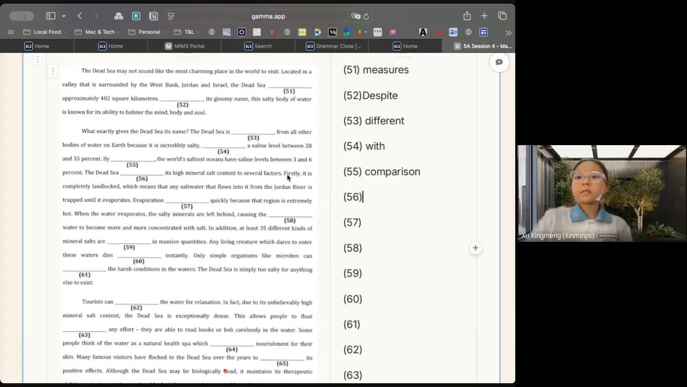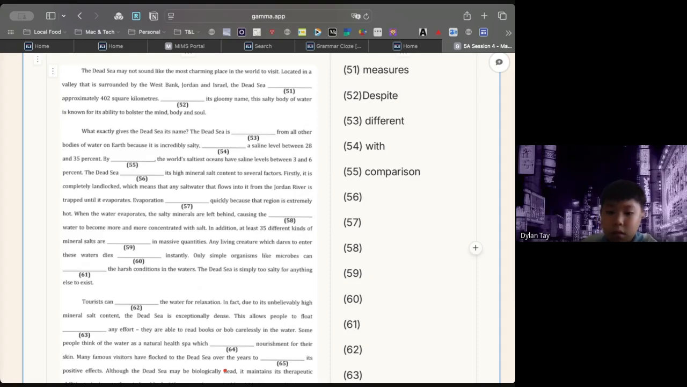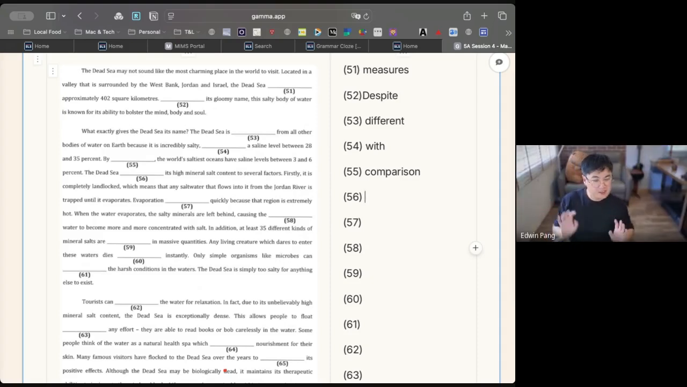Divides. No. Oh dear, is nobody going to get it? Kayla? Contain. No. Yeah, its high mineral salt content to. The word to is the key, yeah? You something something to something. Dylan? Has. No. Okay, this one Mr. Pang will do for you. This one is very difficult. I allow you to get this wrong. Okay, Renelle, one last one.